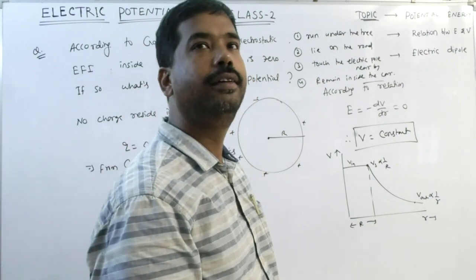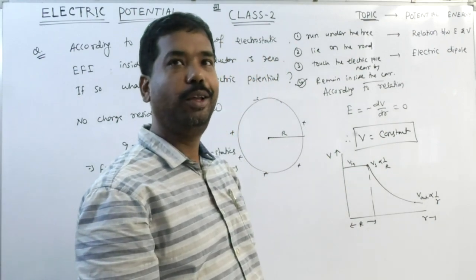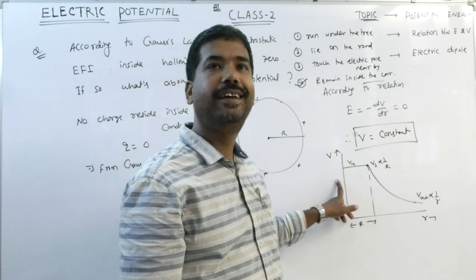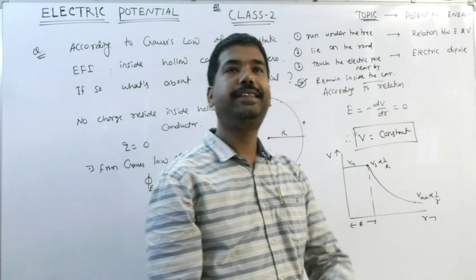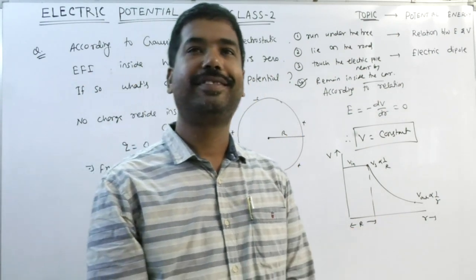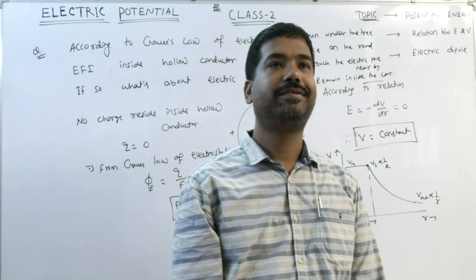Answer: 4 is correct. Clear? Because the electric potential inside and on the surface are equal. Hence there is no potential difference. It means no work is done. Clear? Hence the person saved himself.